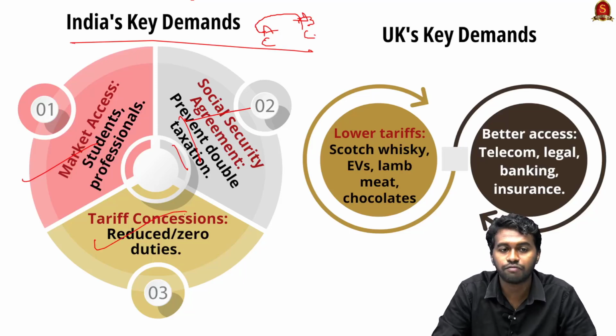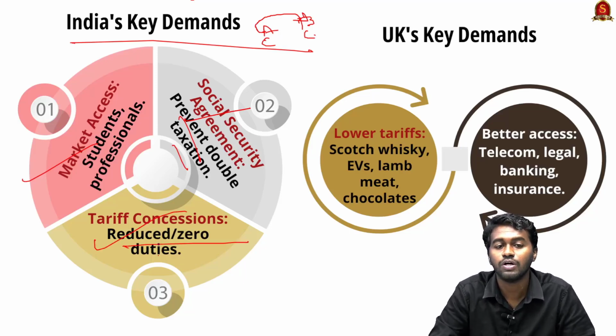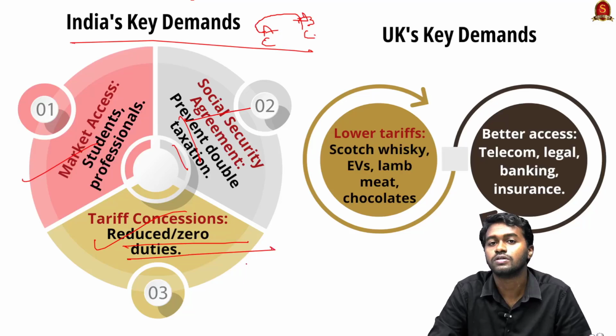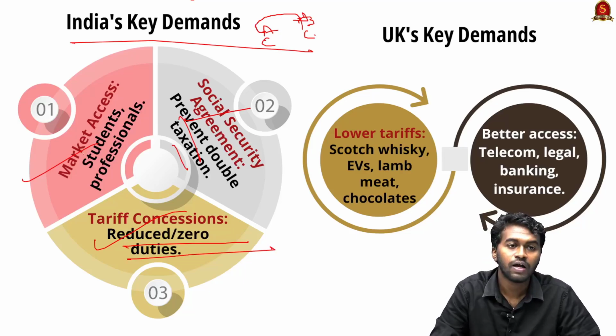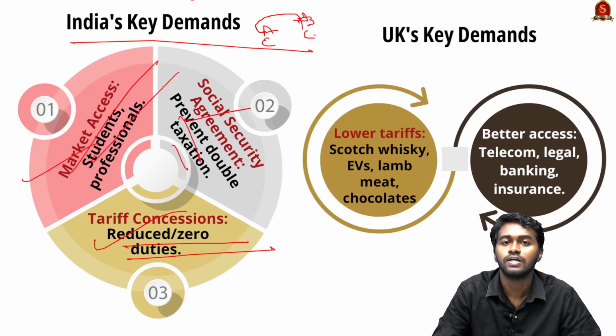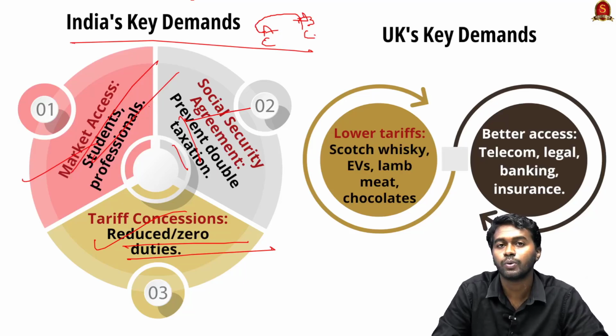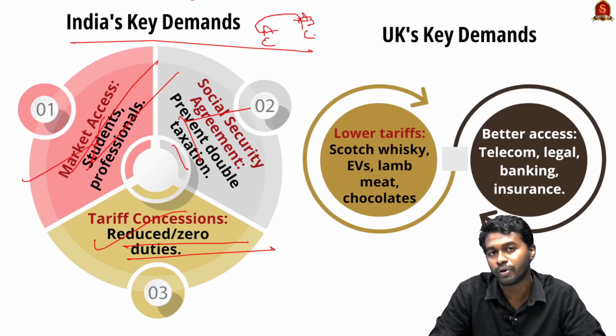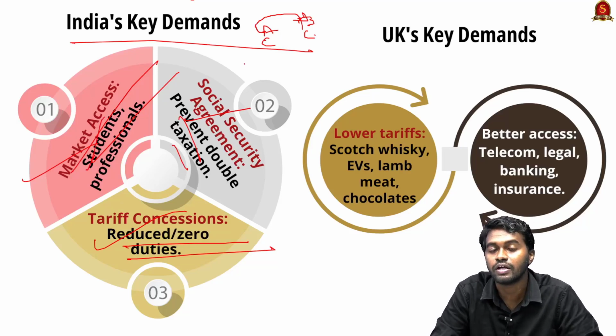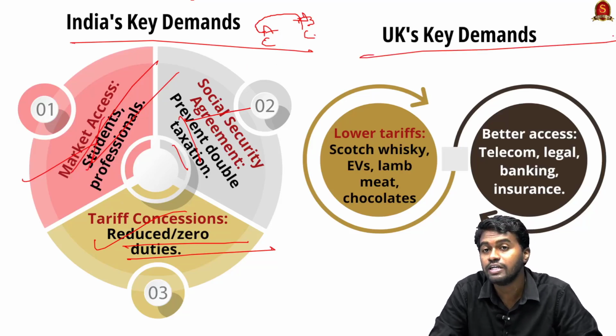The next is tariff concession, that is reduced or zero duties on certain goods to promote Indian industries. And the next is market access, that is encouraging more professionals and human resources from India in the United Kingdom market, and also encouraging students and people-to-people cooperation for better relations between India and the United Kingdom.